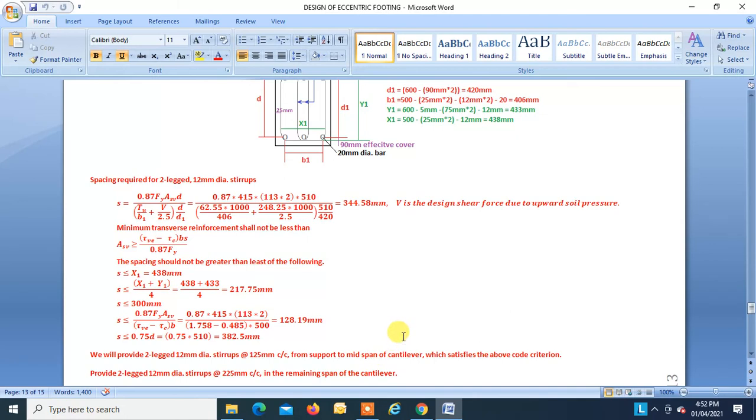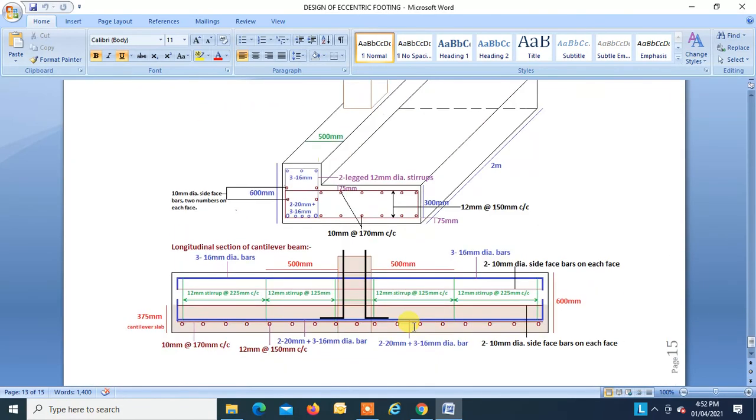So let me show you in the detailing. Okay, so we can see over here, from support up to 0.5 meters, we provide 12 mm two leg stirrups about 125 mm, and further as we go, the shear force decreases and the twisting moment also decreases. So in this region we'll provide 12 mm two leg stirrups about 250 mm center to center. Okay, so this is how we do the detailing of stirrups. So this is a stirrup I have shown over here, two leg 12 mm dia stirrups, right?